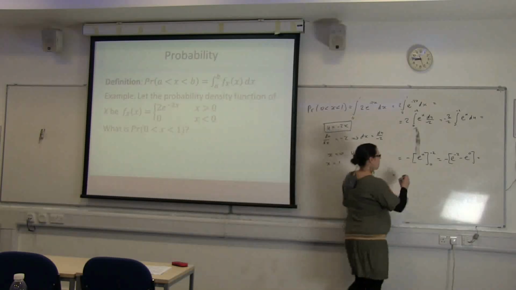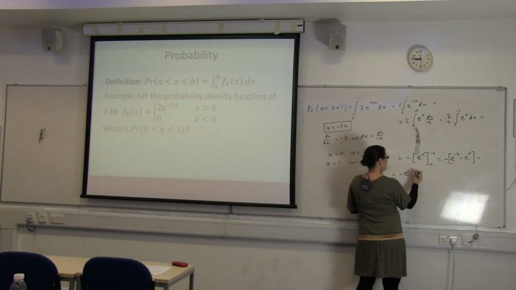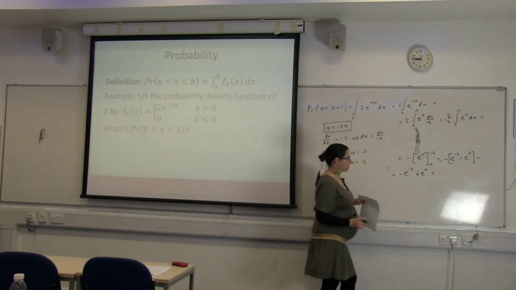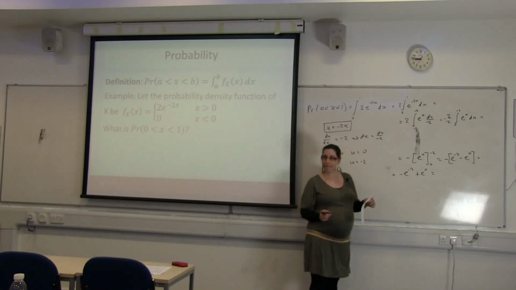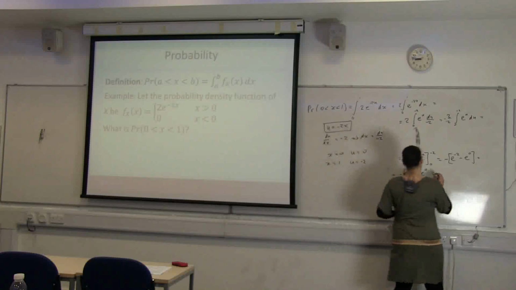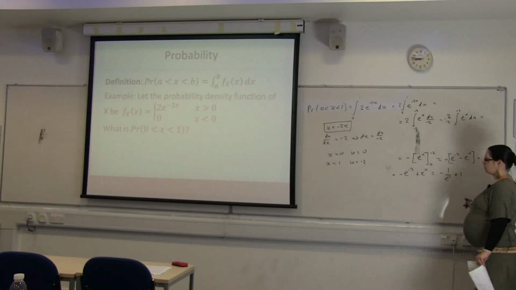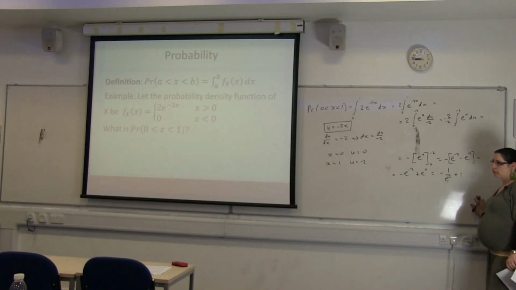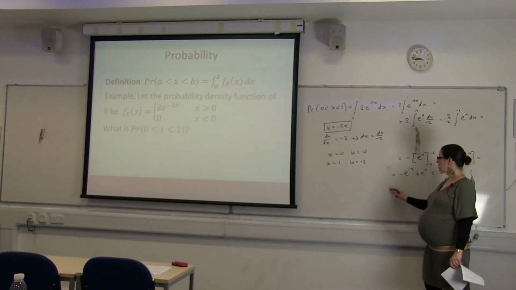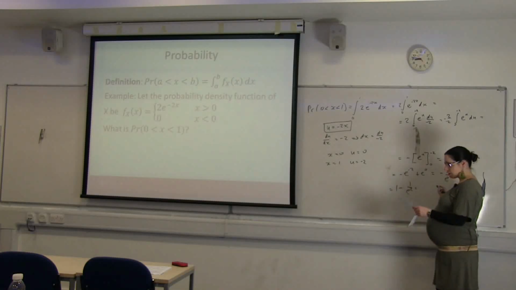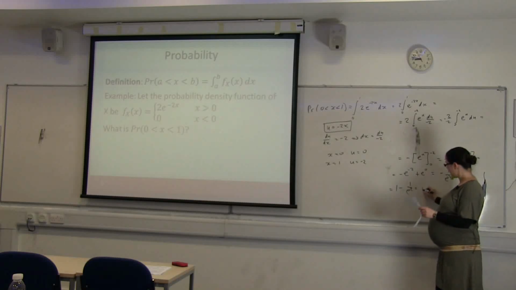So this is minus e to the minus 2 plus e to the 0. E to the 0 is 1. So it's minus 1 over e squared plus 1, or I can write it as 1 minus 1 over e squared. And that's more or less 0.86 to 2 decimal places.